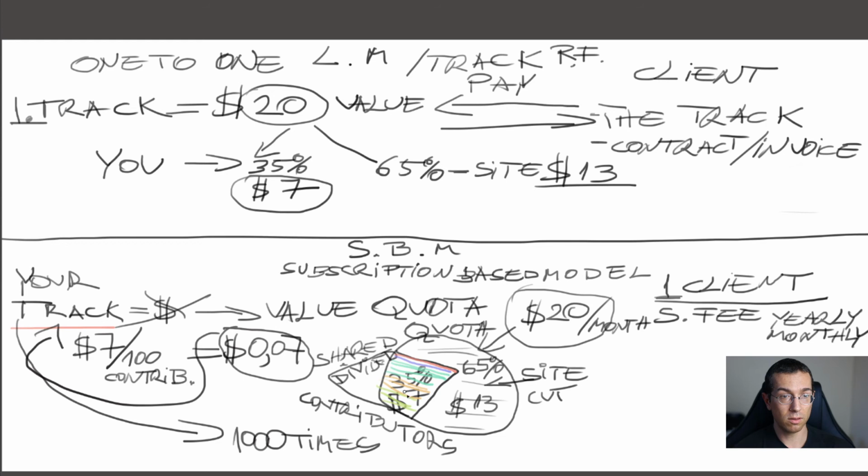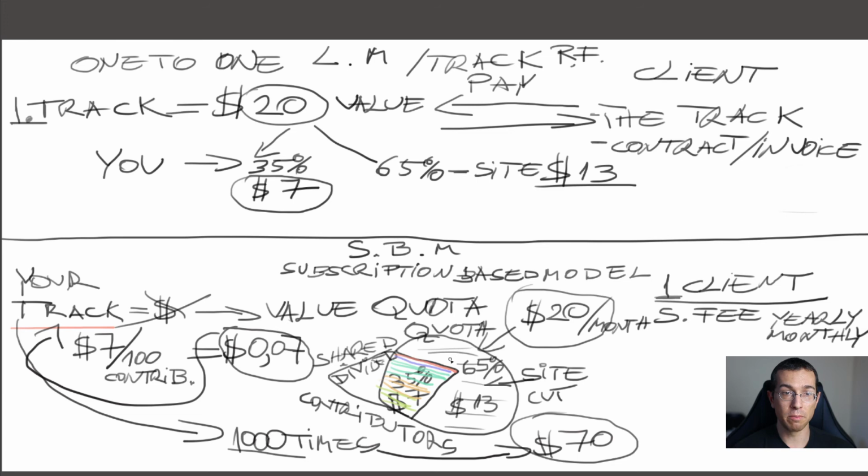In this model, if your track is downloaded 1,000 times, then at the end of the month you will receive $70, right? So this is the reality. This is the problem with the subscription-based model.